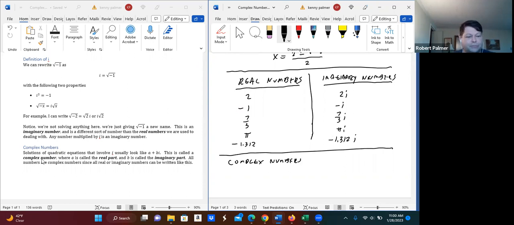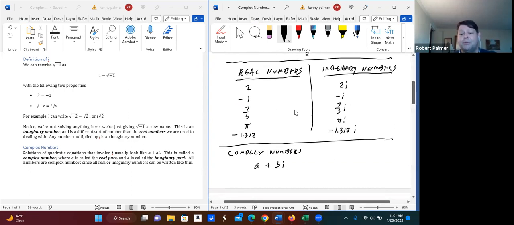Now, a complex number. The solutions of quadratic equations usually involve an i and end up looking like this after you simplify them: a plus bi. This is what's called a complex number, okay? So a plus b times i, where it's kind of a combination of both of these. The a is called the real part, and only the b is called the imaginary part.